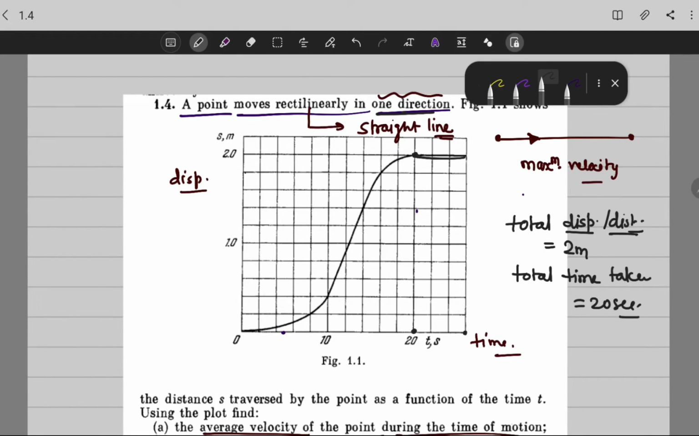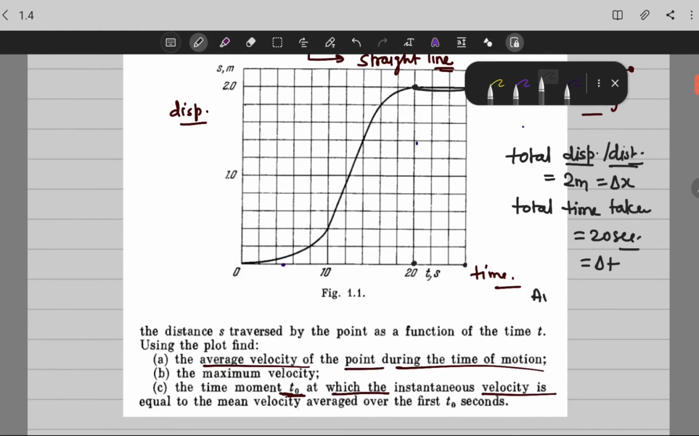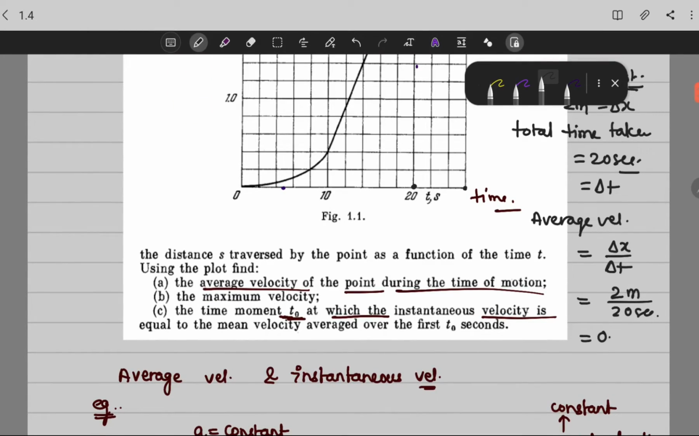Okay, all right. So now we can say this is delta x, this is delta t. So average velocity is equal to delta x upon delta t, that is 2 meter upon 20 seconds, so 0.1 meter per second.